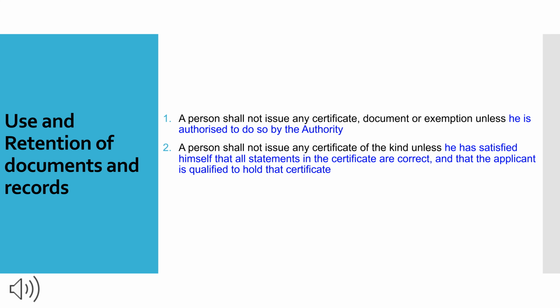Use and retention of documents and records. A person shall not issue any certificate, document, or exemption unless he is authorized to do so by the authority. And a person shall not issue any certificate of any kind unless he has satisfied himself that all statements in the certificate are correct and that the applicant is qualified to hold that certificate.